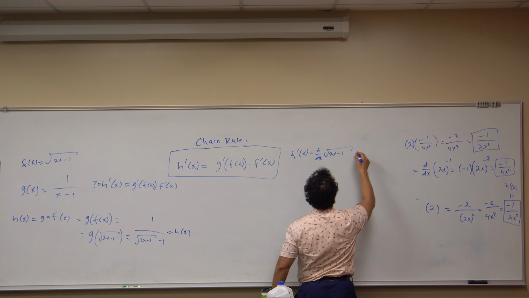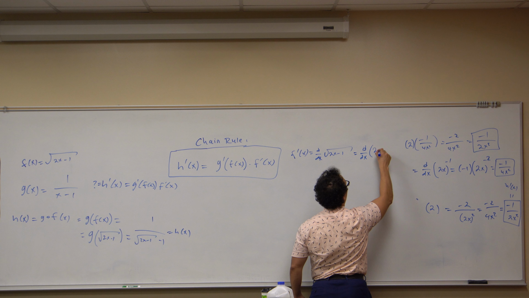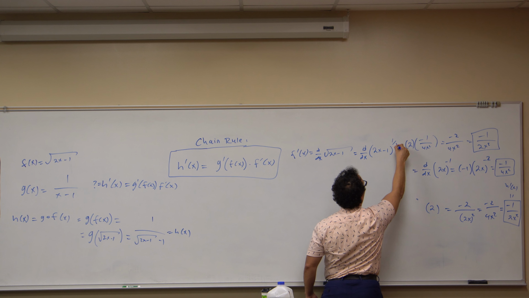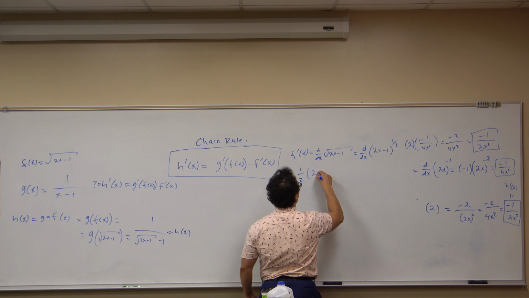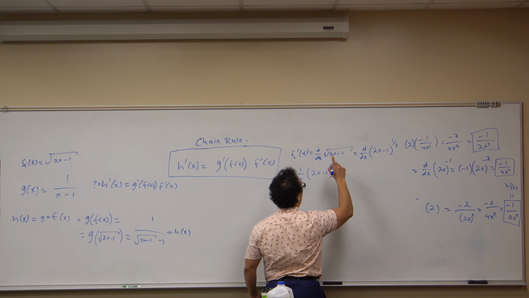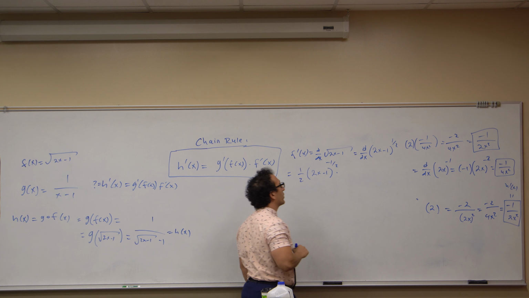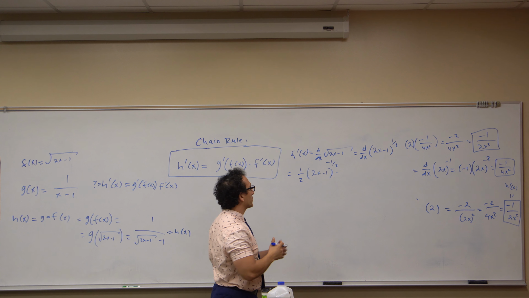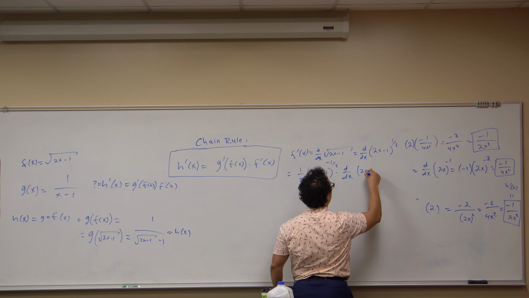Now, recall that the square root can be thought of as a power of 1/2. So when I take the derivative, that 1/2 comes down, 2x minus 1 raised to the 1/2 minus the 1 becomes a negative 1/2, times, we have to take the derivative of the inside function. What's on the inside? d dx of 2x minus 1.